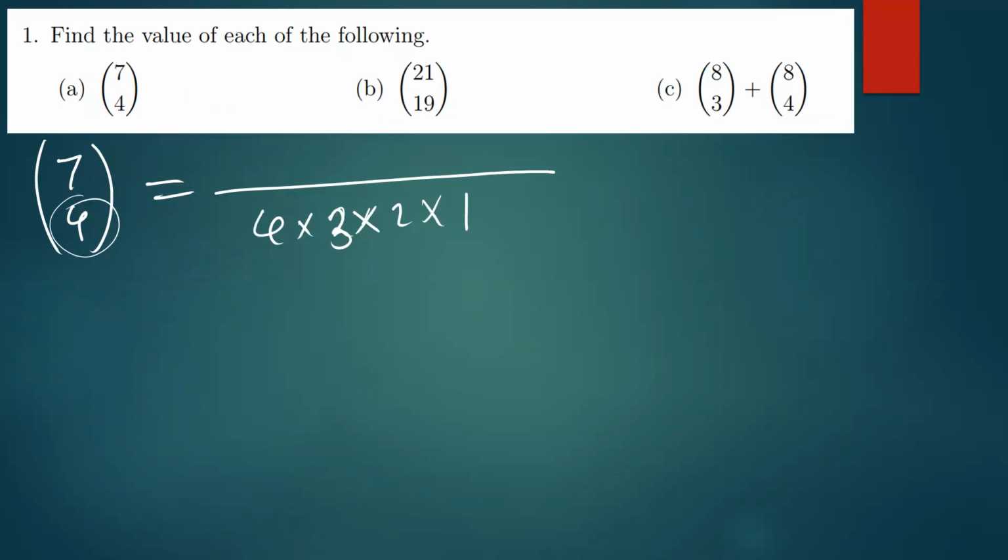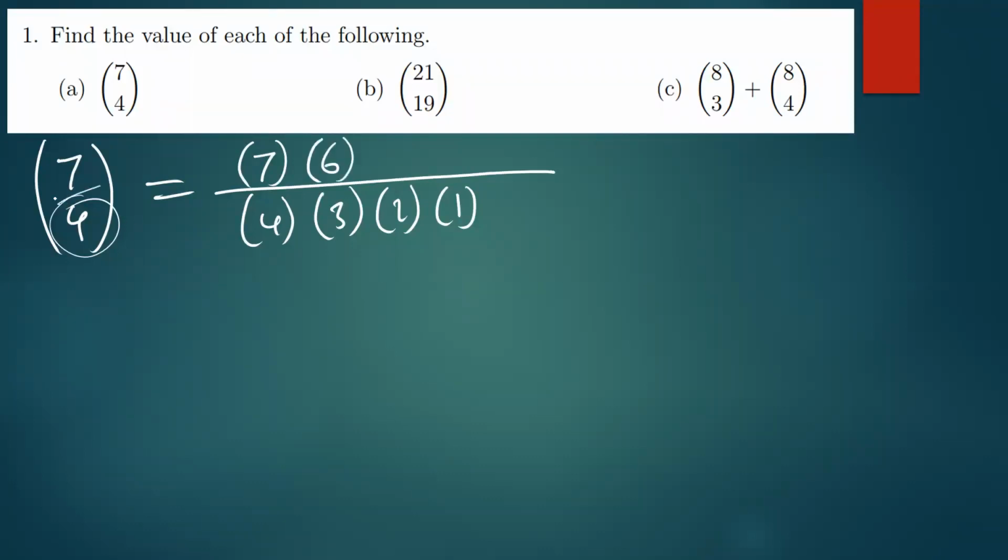Okay, let me be using brackets, maybe. Brackets will make sense. So we have 4, then we have 3, then we have 2, then we have 1. Then on top there, I'm going to start from 7 going down. So I'm going to start with 7, then 6. I'm starting with the number that is there. 7, 6, then we have 5, then we have 4. So I'm going to end at 4.